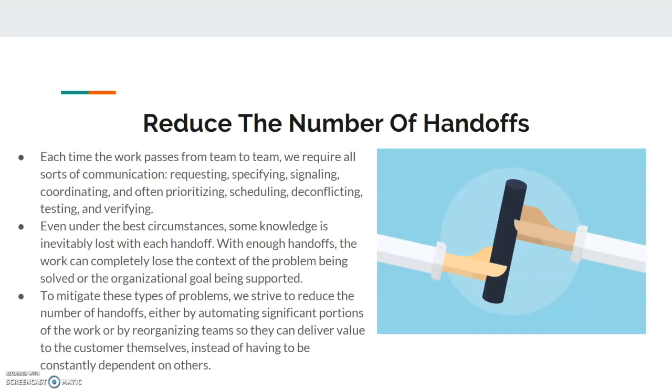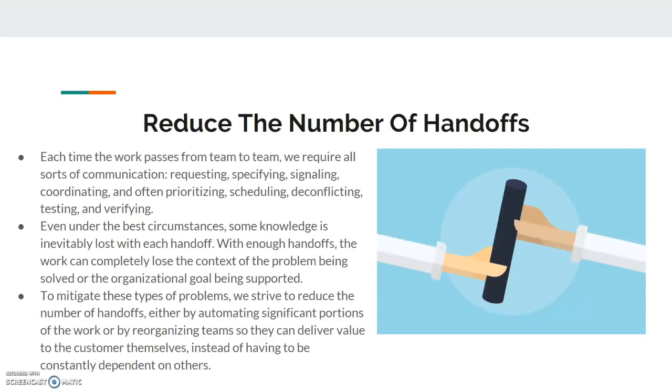The next slide talks about reducing the number of handoffs. Each time the work passes from team to team, we require all sorts of communication between those groups. There's requesting and specifying, signaling and coordinating, and often prioritizing and scheduling, deconflicting, testing, and verifying, right? So there's a lot of work that goes in between a batch of work that moves on to the next group. So even under the best circumstances, some knowledge is inevitably lost with each handoff.